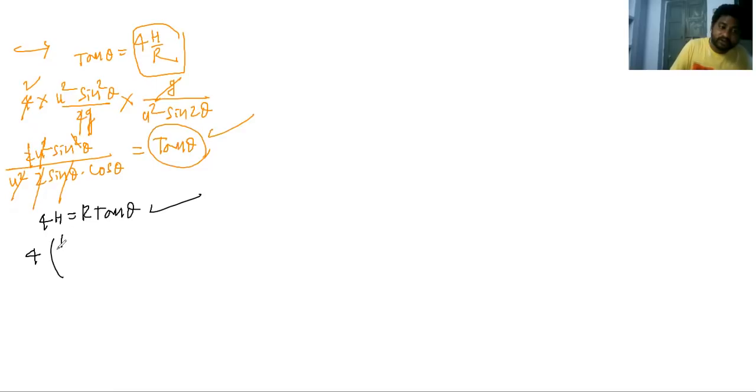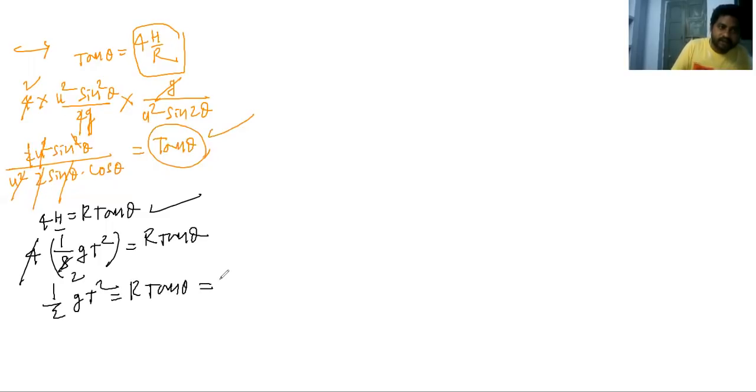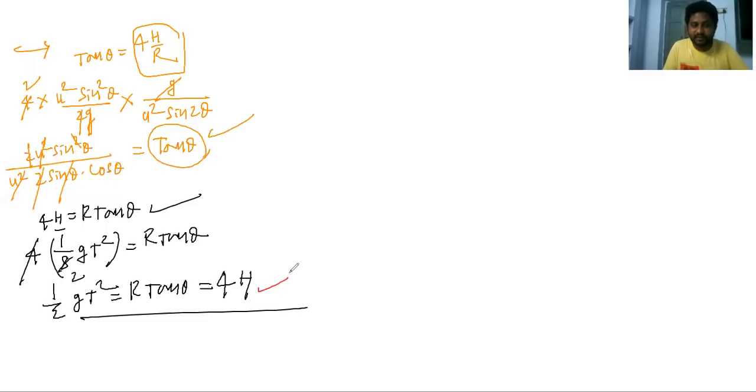And one more, this 4h is equal to 4 into 1 by 8 gt square. Just now I told you, right? The maximum height and the time of flight relation, 1 by 8 gt square. Which is equal to r tan theta. So this is 4 by 8, so 1 by 2. The half gt square is equal to r tan theta. And this r tan theta is equal to 4h. All the things are correct here. Okay? So half gt square is equal to r tan theta is equal to 4h. Remember this relation. So like this. Some more relations, which are classwork relations, I am going to give you now.